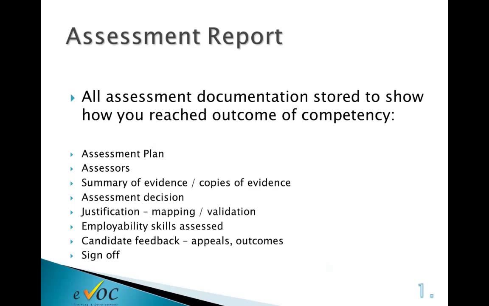And finally, within that file, you would have to show that there is feedback that you've given to the candidate, or records of any appeals, or the outcomes of that feedback process. Sometimes the outcome is simply they were found competent and they were awarded a qualification. And finally, you have to show how the assessors have signed off on that. So usually an RTO will have an actual document called an assessment report. And we're just going to quickly show you the assessment report at Evoke.